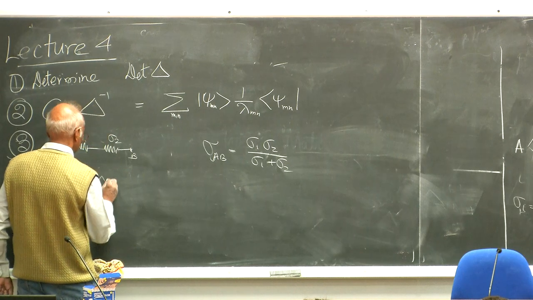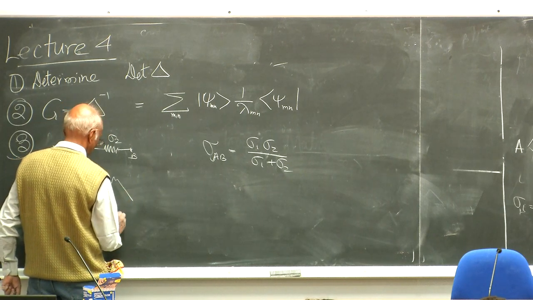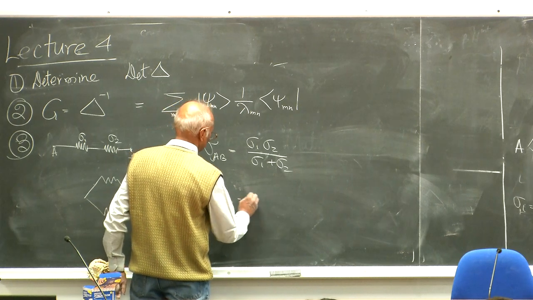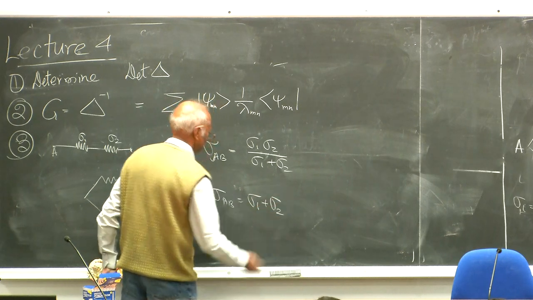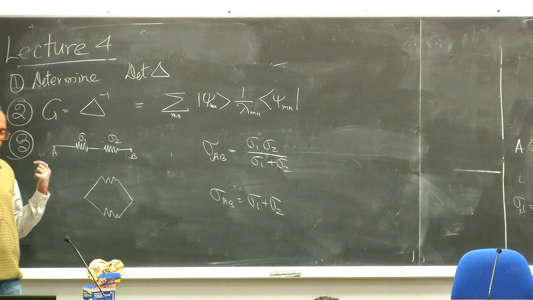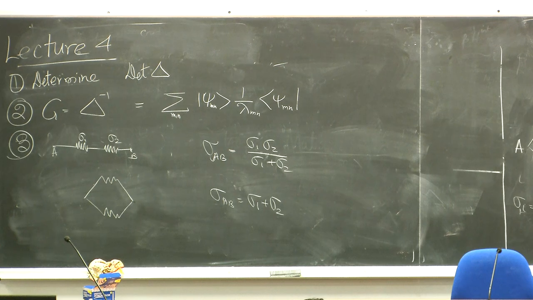I can also do it for this one. Sigma AB is equal to sigma 1 plus sigma 2. Because when you collapse them, you cannot draw any edges because they are already collapsed. So you have to write 1 in the denominator.